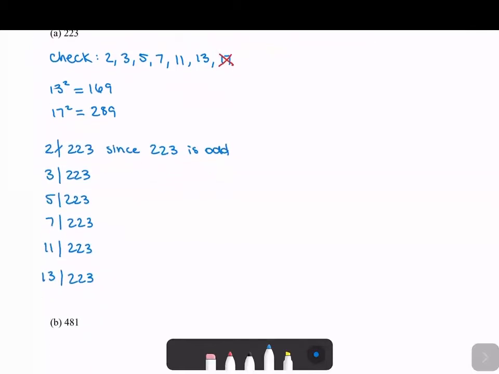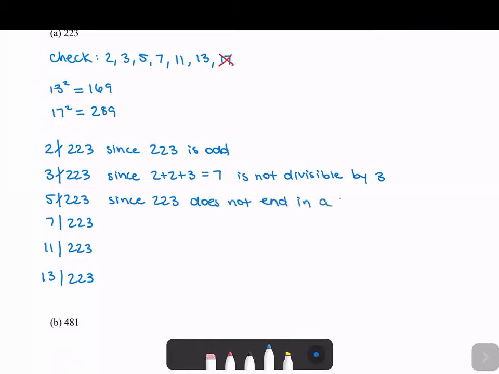3, well, I don't know if 3 divides 223, but whatever it's going to be, because 2 plus 2 plus 3 is 7. So this does not divide 3, since the sum of the digits is not divisible by 3. 5 does not divide 223, since 223 does not end in a 0 or 5. And then for 7, 11, and 13, we really just need to check and divide it out.